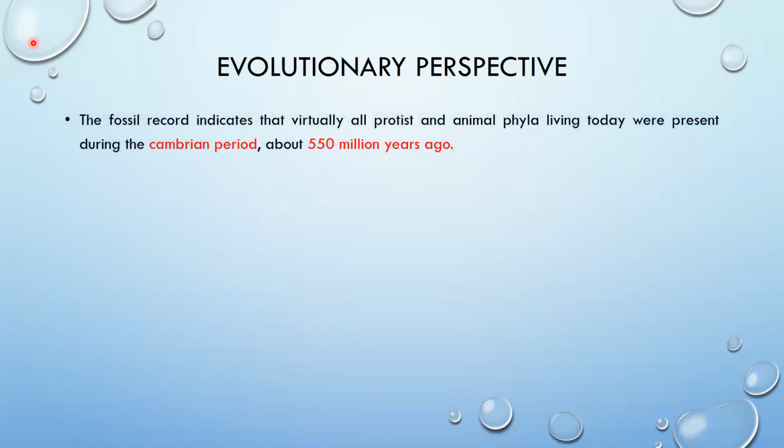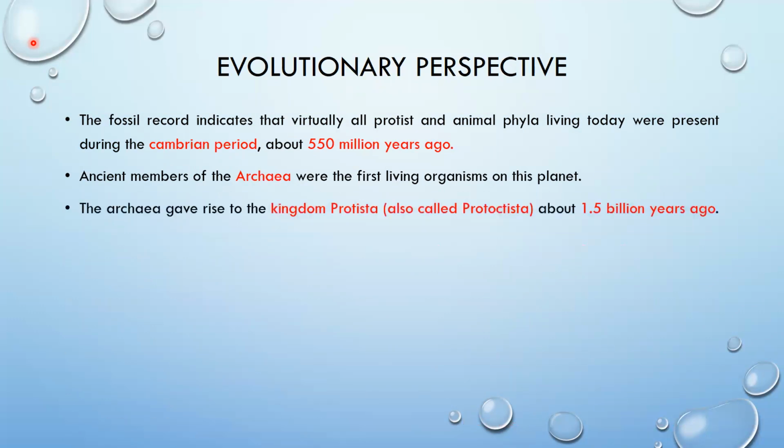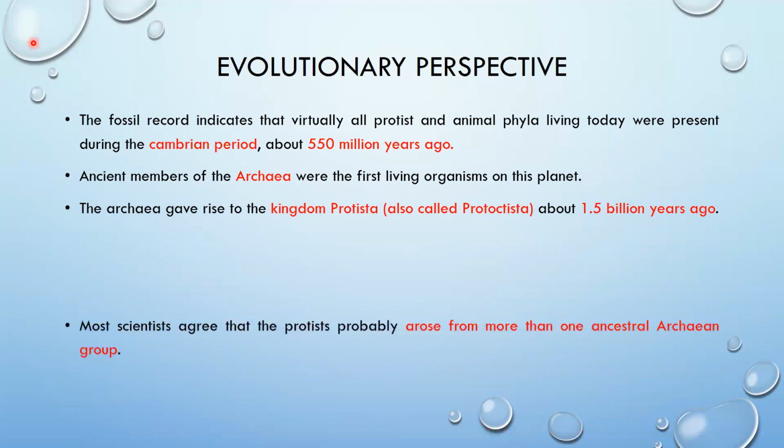The fossil record indicates that virtually all the protists and the animal phyla living today were present during the Cambrian period about 550 million years ago. Ancient members of the archaea, that are the bacteria, were the first living organisms on this planet, and the archaea gave rise to the Kingdom Protista. The Kingdom Protista is also known as the Kingdom Protoctista, and they arose about 1.5 billion years ago.